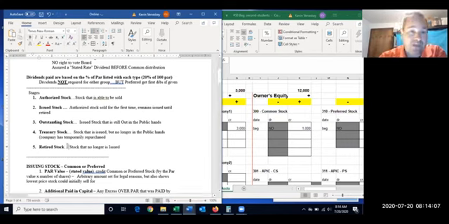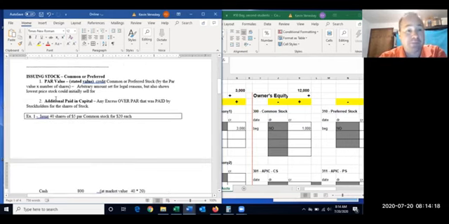And then retired stock, if the company decides they're never going to reissue that stock, it'll basically become unauthorized at that point. The number goes down, and that stock will never be issued again. All right, so let's see how stock is journalized most of the time.